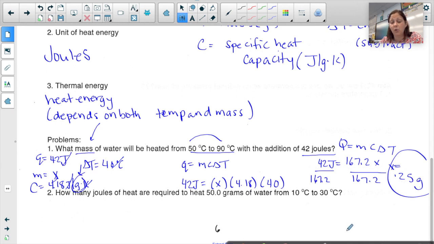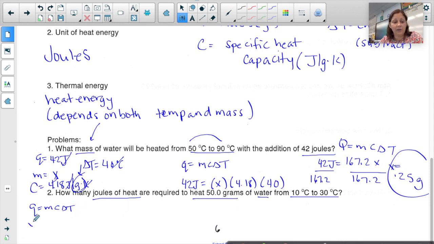I'm going to do one more with you, and then you are going to work on a few on your own, and we will reconvene with the answers. So it says, how many joules of heat are required to heat 50 grams of water from 10 degrees Celsius to 30 degrees Celsius? Again, Q equals mc delta T.